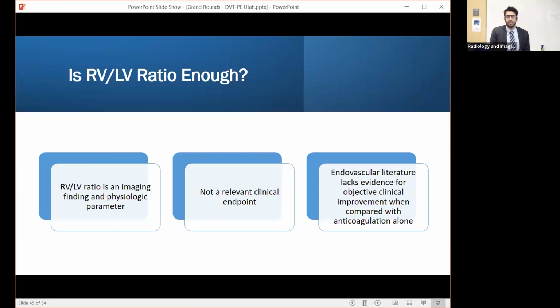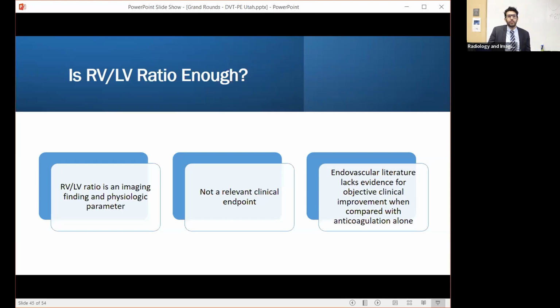Another problem is the RV-LV ratio. Now, RV-LV ratio is basically just an imaging finding, right? It's an imaging parameter, a physiologic parameter. It's not a relevant clinical endpoint. It's not saying, okay, we improved your RV-LV ratio, you should be good. We know that obviously correlates or links with mortality, but we just talked about overall mortality being low.